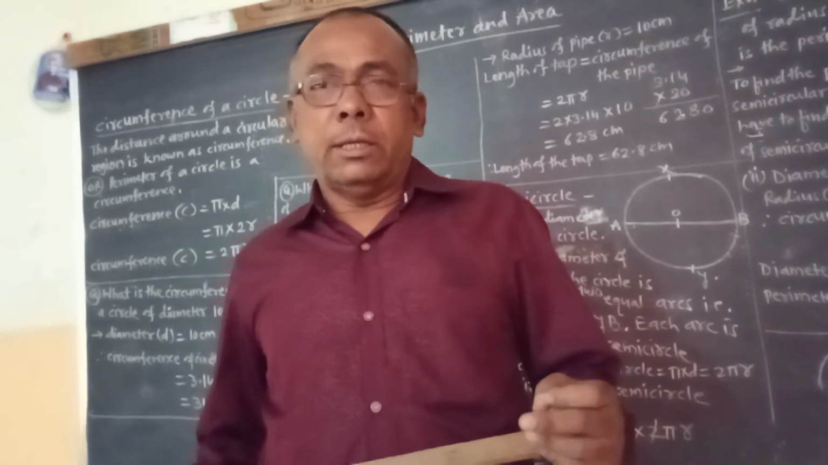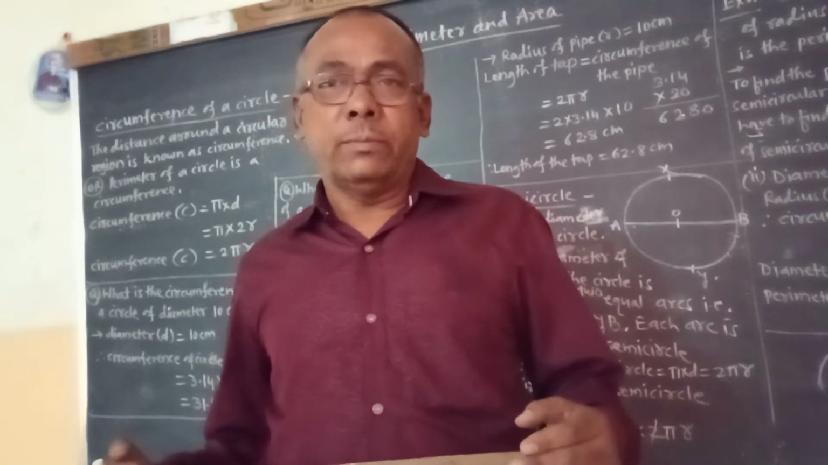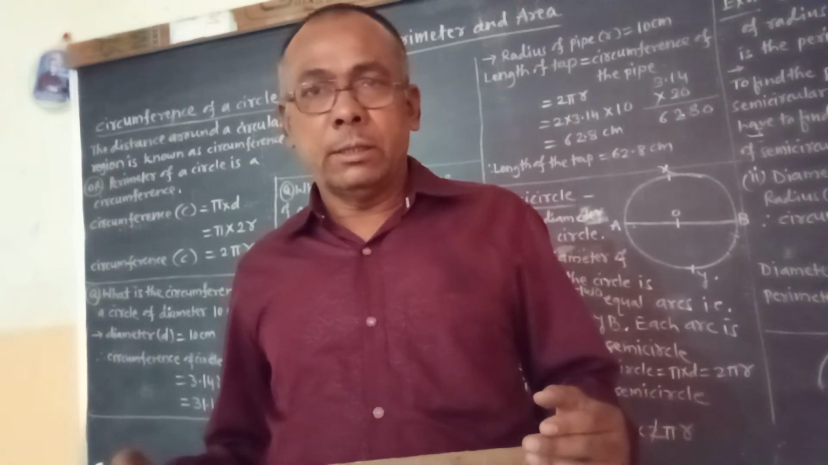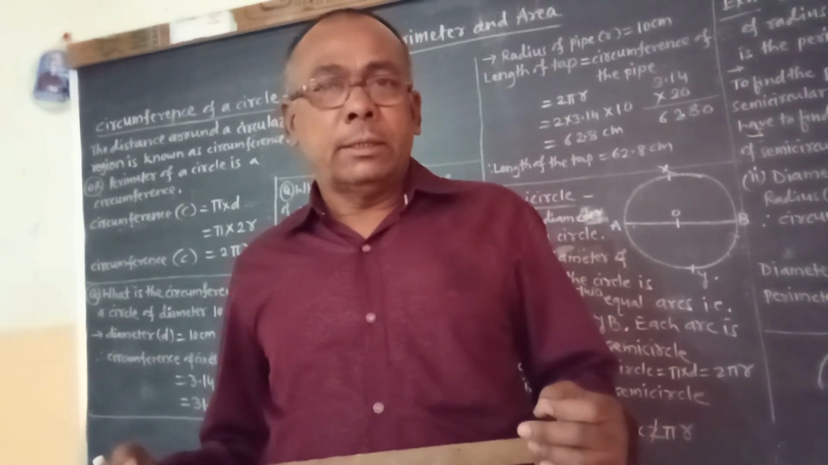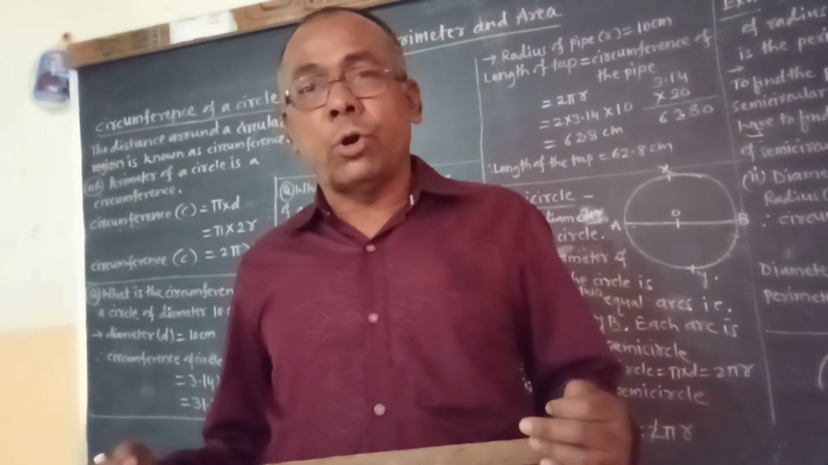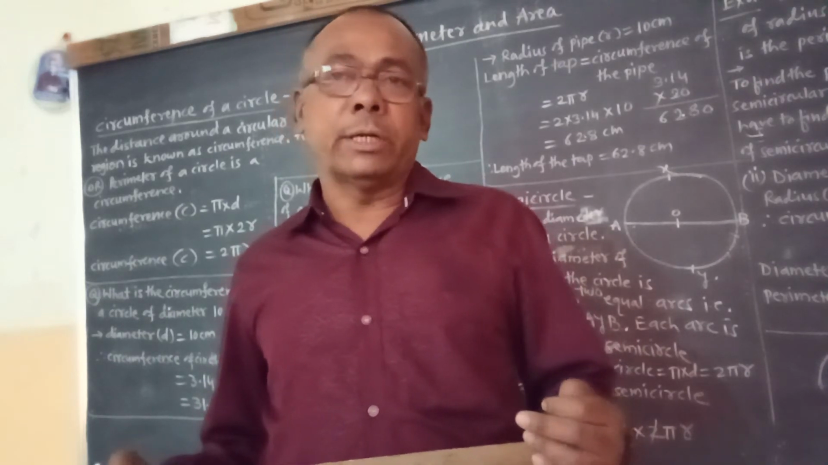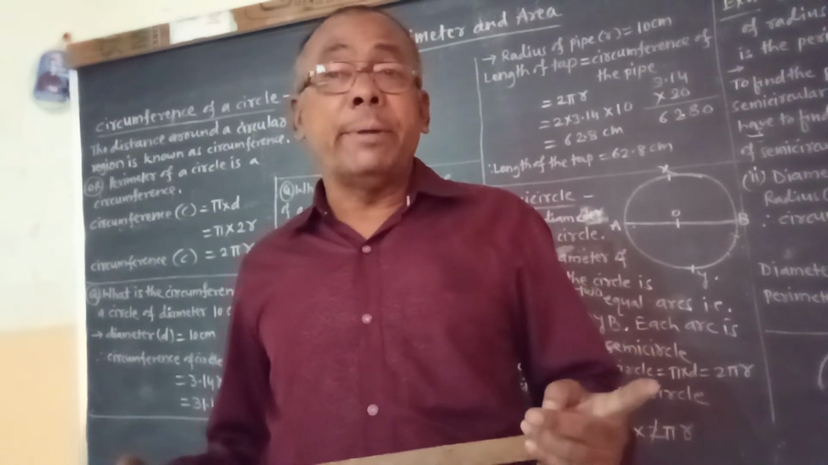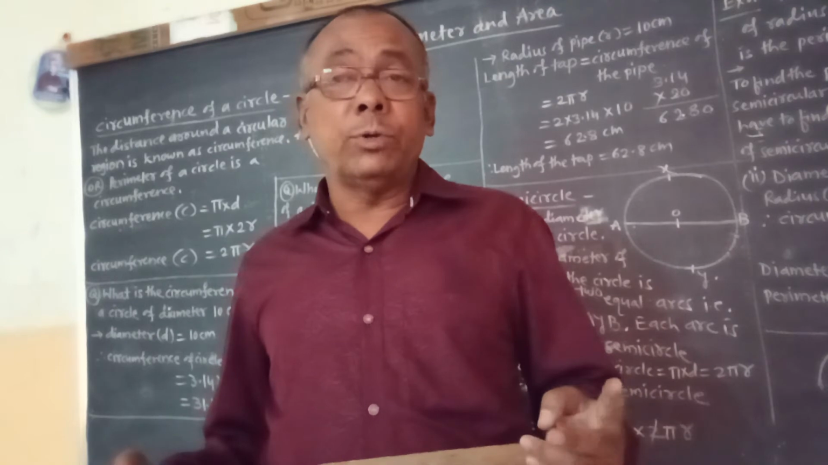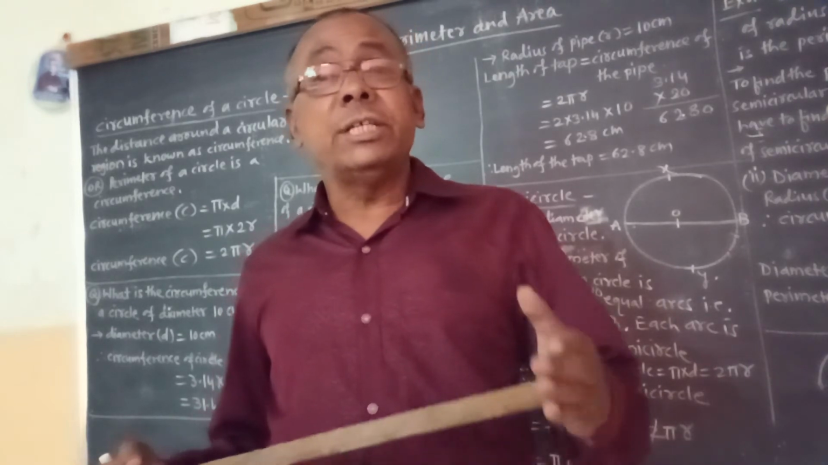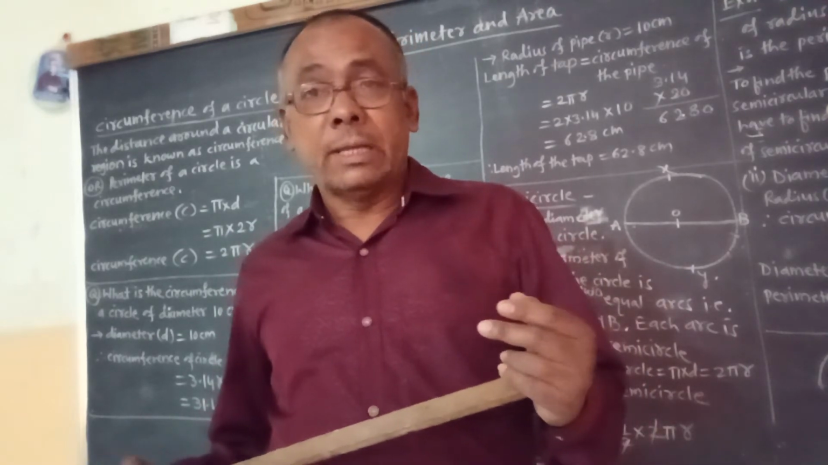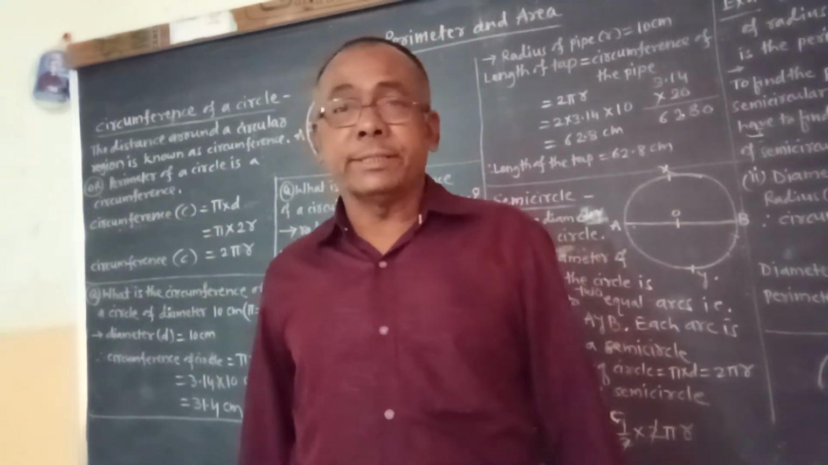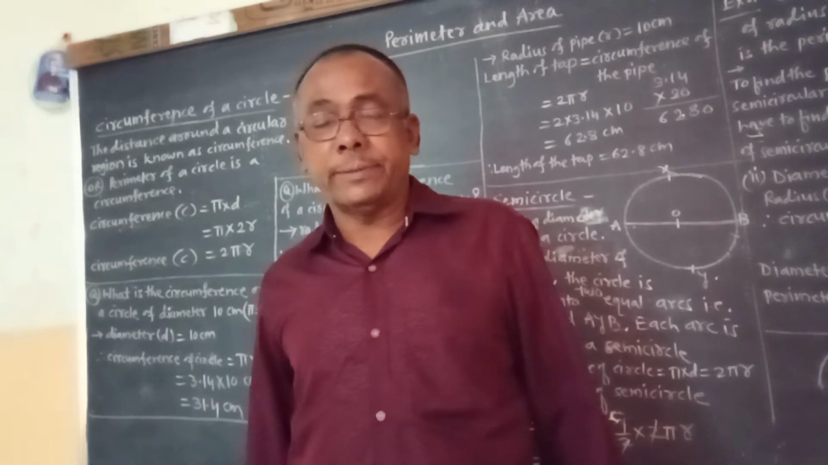But if the chord is passing through the center of the circle, then that chord is called the diameter of the circle, and the length of the diameter is equal to twice the radius. Means diameter is twice the radius. D is equal to 2r.